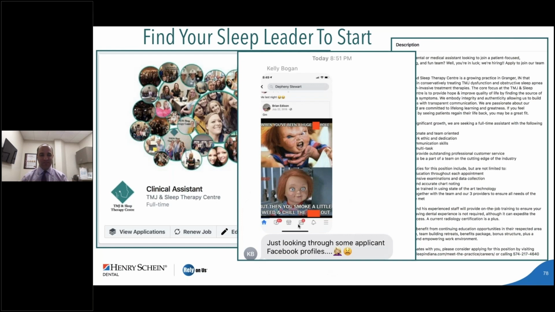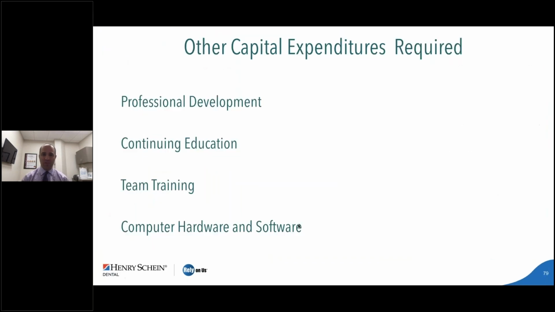So as you interview for these positions, you don't need a dental assistant, it could be a medical assistant, but you want to find your sleep leader to start and really have that be the champion of your practice.